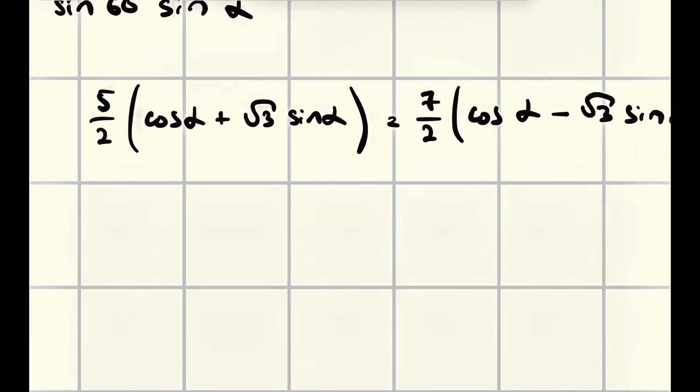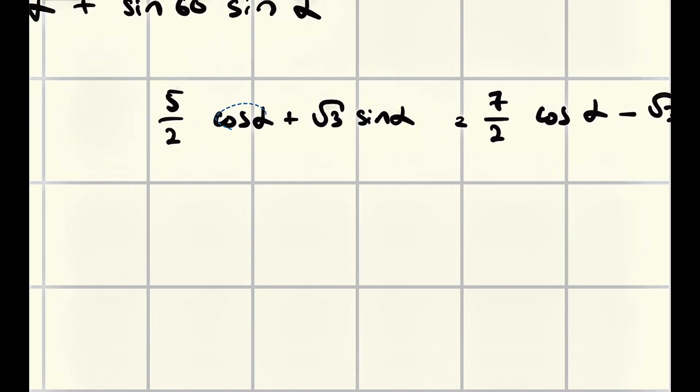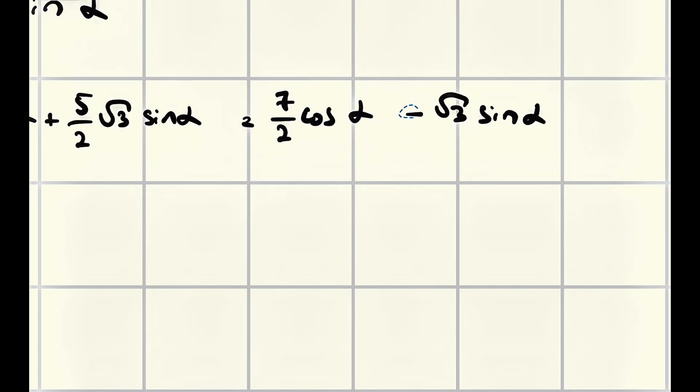Pretty good. And if I open these brackets, not writing all of them again and again, the cosine alpha is multiplied by 5 divided by 2, and the same thing goes in here. This thing is multiplied by 5, oops, this minus sign, and 7 divided by 2 multiplies that thing again.